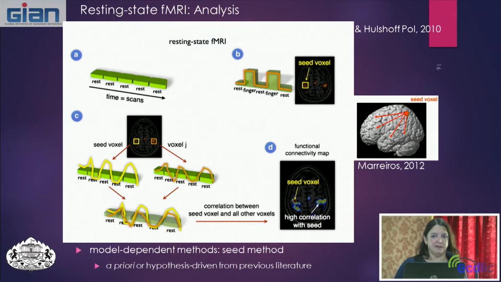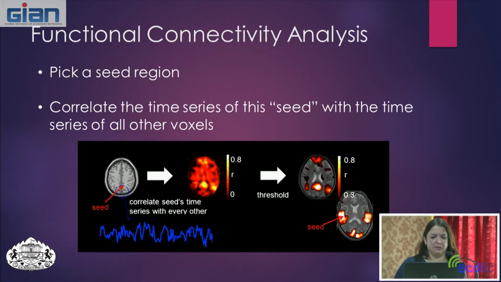Is that making sense to everybody? Okay, so again, pick a seed region, correlate the time series of this seed with the time series of all the other voxels, and we can see where in the brain these are time locked with each other or working together.